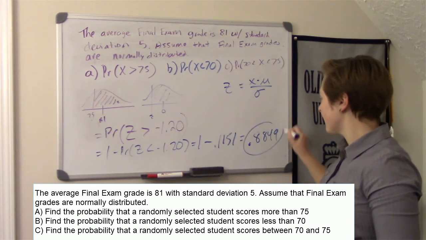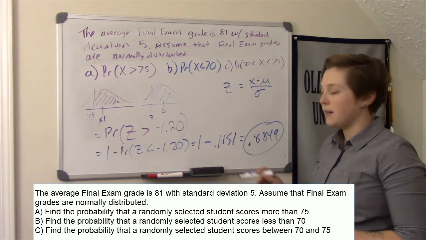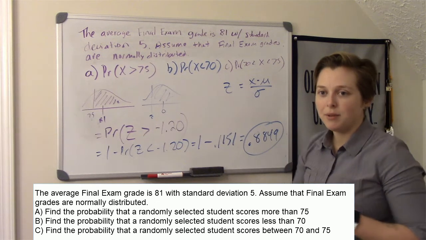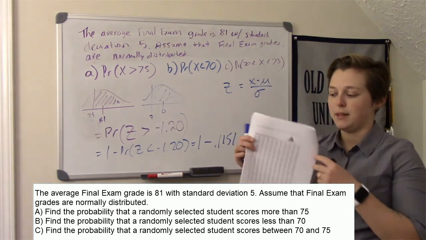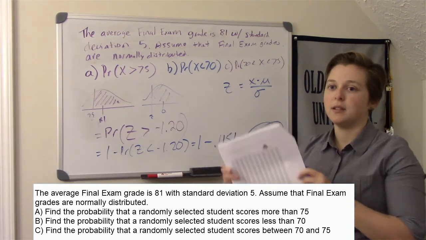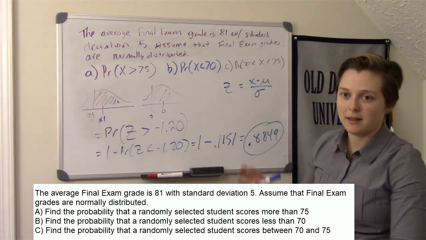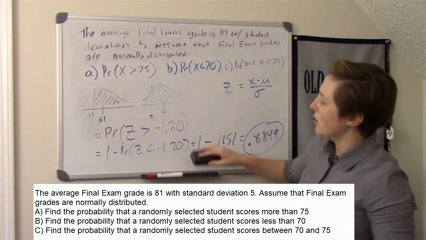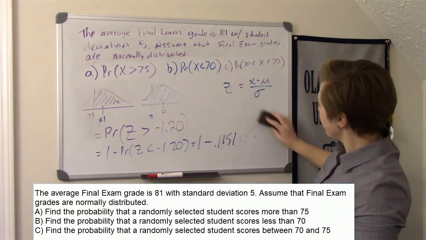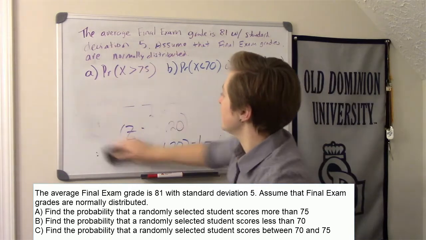So the answer is 0.8849. I won't always tell you to round these types of questions to 4 decimal places, but of course you should round it to 4 decimal places because that's the number of decimal places that is in the table. Don't round it to 3 or 2 or something like that. That doesn't make sense. Just keep whatever's in the table. So that's how to do this type of question. Moving on to the next one.